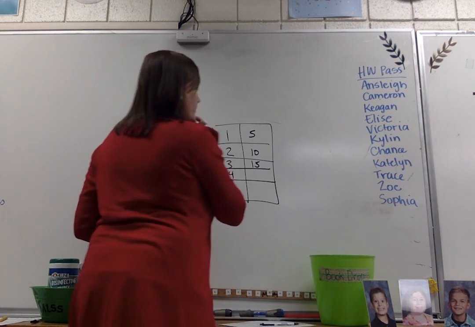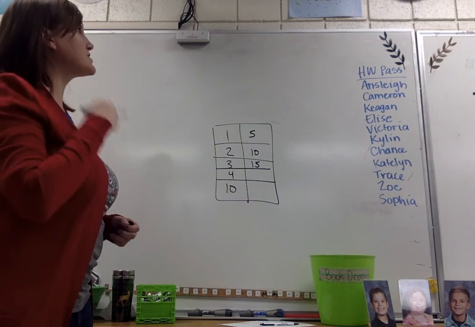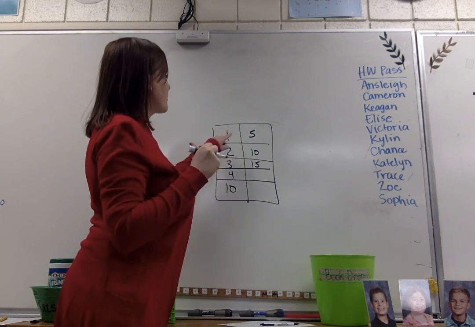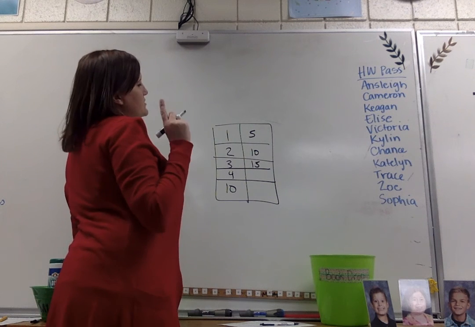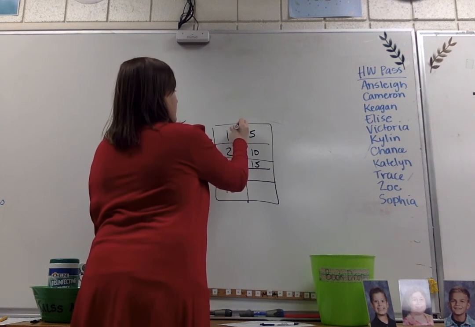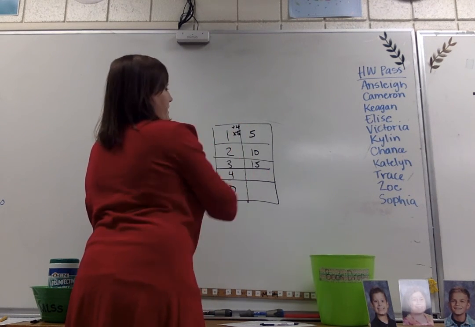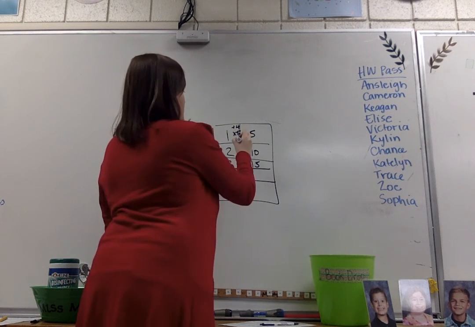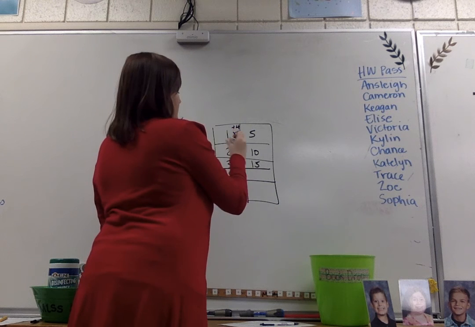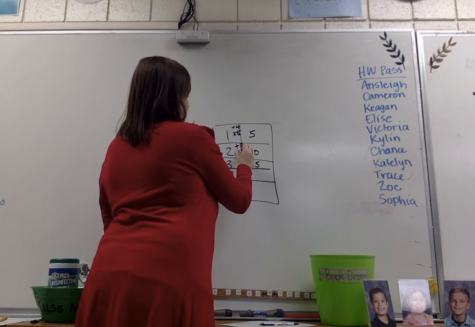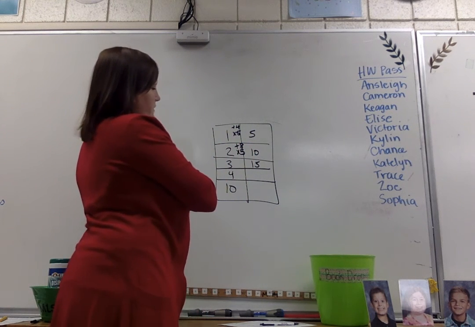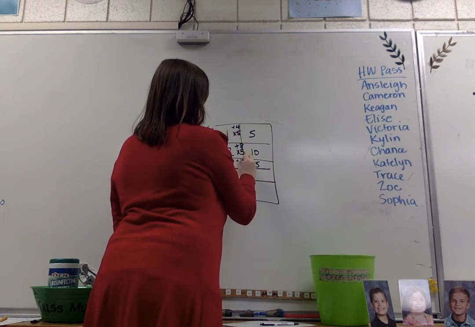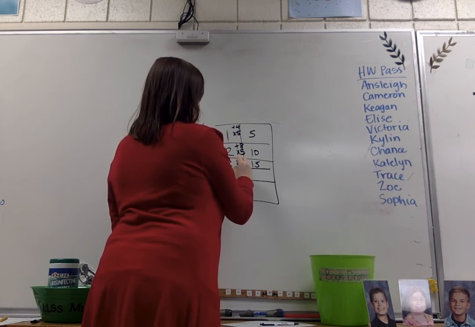Okay, so when you're doing a pattern, look and see what is changing each time. What is happening to make these numbers change? So I go from 1 to 5. I know I can do 1 plus 4 or 1 times 5. Okay, so now 2 to 10, I know I can do 2 plus 8 or 2 times 5 to get to 10. 3 to 15, I could do 3 plus 12 or 3 times 5.